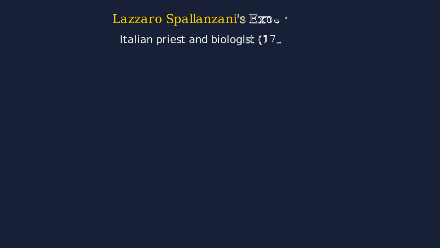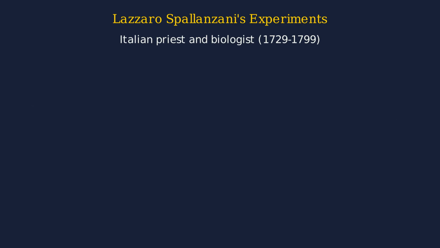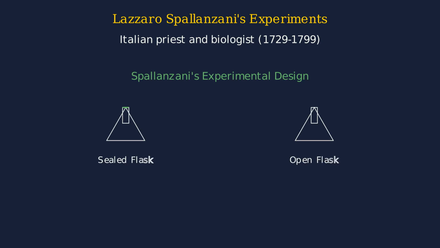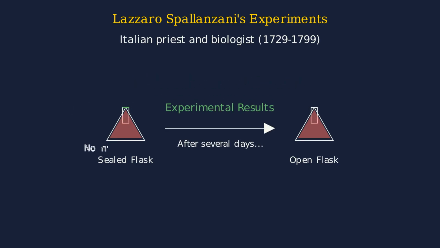Lazzaro Spallanzani, an Italian priest and biologist, conducted pivotal experiments challenging spontaneous generation in the 1760s. Spallanzani designed an elegant experiment to test whether microorganisms appeared spontaneously or came from the air. He first boiled meat broth in both flasks to kill any existing microorganisms. After sealing one flask while leaving the other open, Spallanzani observed that microorganisms appeared only in the open flask.